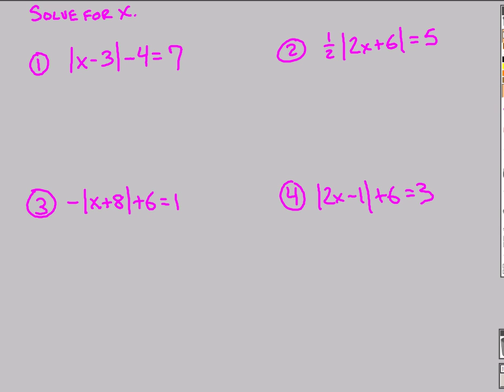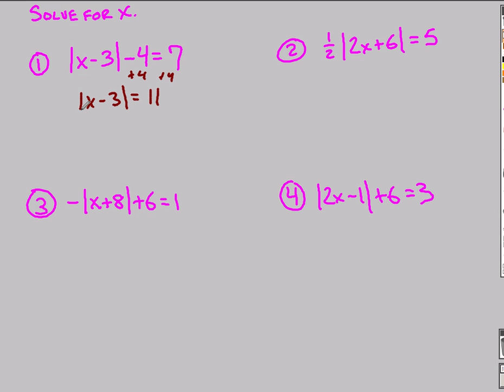Alright, here begins your review for your test on absolute value. First one is just solving for x. Always need to get your absolute value by itself first. So first I need to add 4 to both sides. Give me absolute value of x minus 3 is equal to now 11.